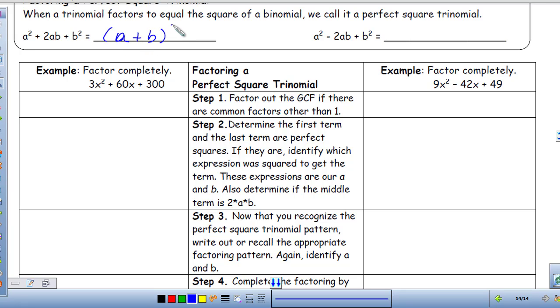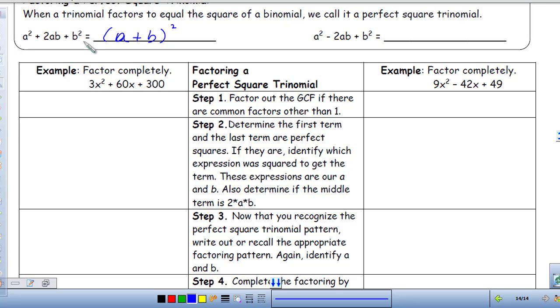a plus b squared. Okay, we just learned the pattern for multiplying this, right? We said a plus b squared multiplies out as a squared plus 2ab plus b squared. So now we're going in the opposite direction. When we factor it, we get a plus b squared. All right, so if we can recognize that we've got a perfect square for our first term and a perfect square for our last term, and then just do a check on that middle term. Is it 2 times a times b? Then we can use this pattern.